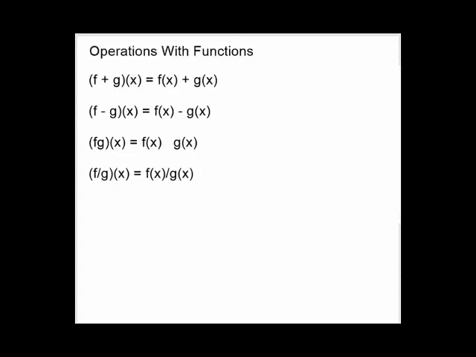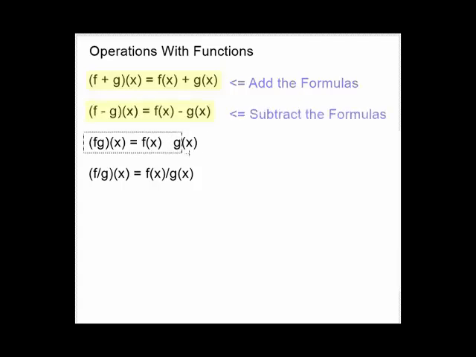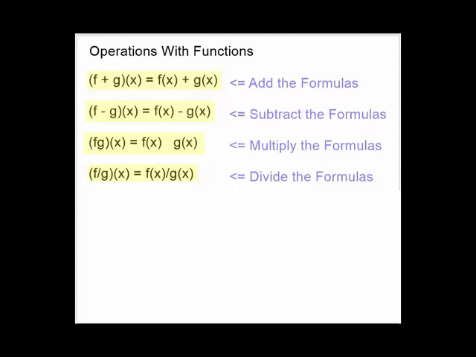Let's look at the operations with functions. F plus g of x means you add the formulas for f of x and g of x. F minus g of x means you subtract the formulas. F times g of x means multiply the formulas. And f over g of x means you divide the formulas. And this seems easy enough, and it is very easy. We'll take a look at some examples with these operations.